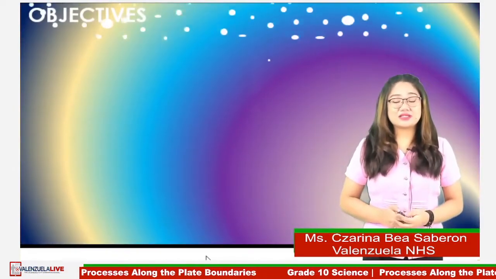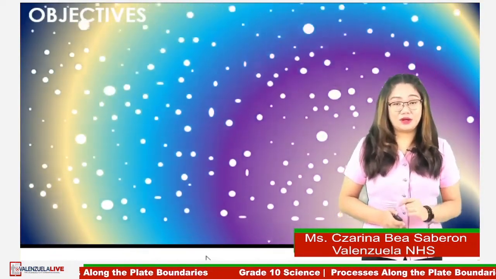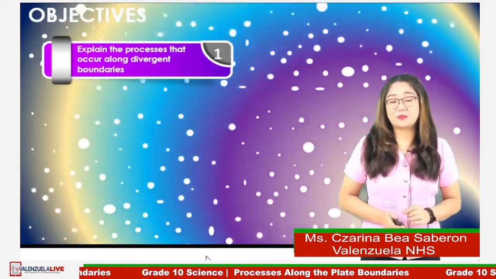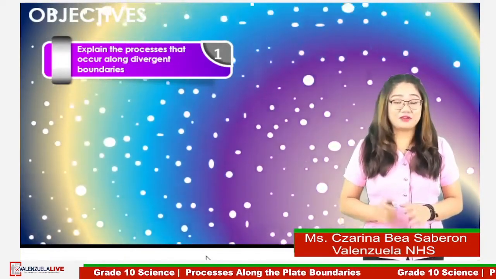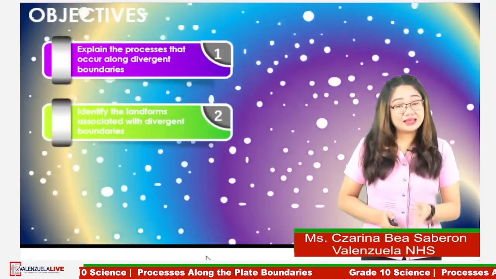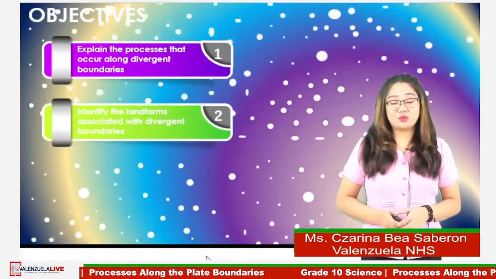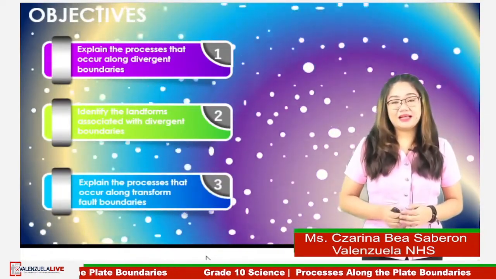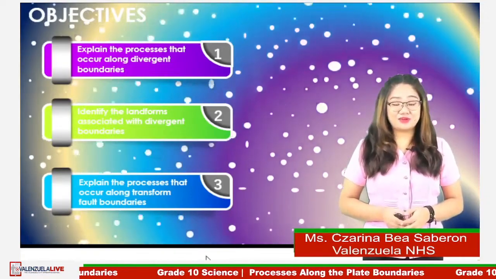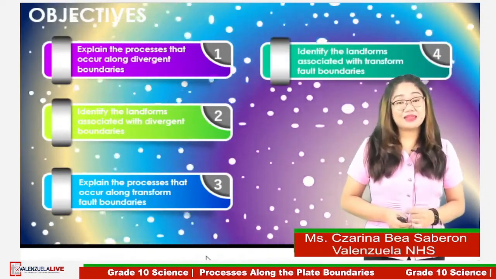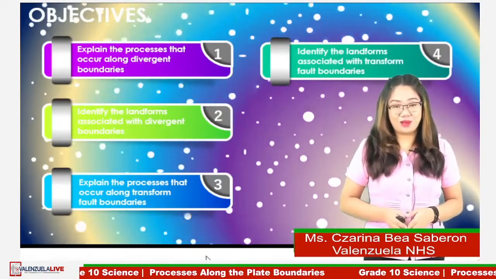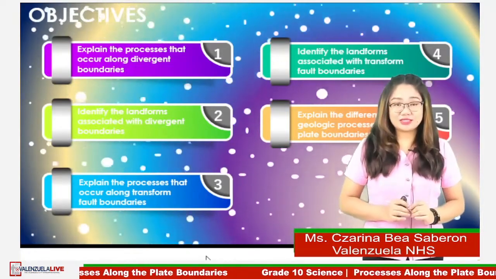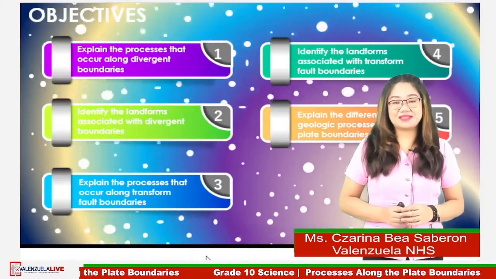And once again, of course, here are the objectives that we will be covering for this day. So the first one is you should be able to explain the processes happening along the divergent boundaries, and of course to identify the landforms associated with the divergent boundaries. And next, you should be able to explain the processes that occur along transform fault boundaries, and as well identify the landforms associated with the transform fault boundaries. And lastly, you should be able to explain the geological processes that occur along the plate boundaries.